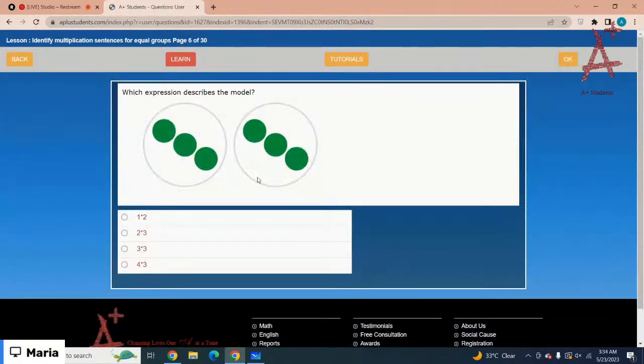Okay, which expression describes the model? So which is the correct option? It would be 2 times 3. Got it? You have two models with three dots each. So it would be 2 times 3.